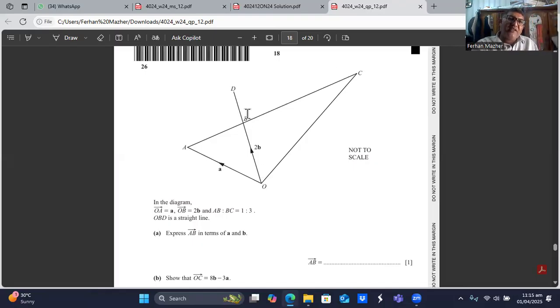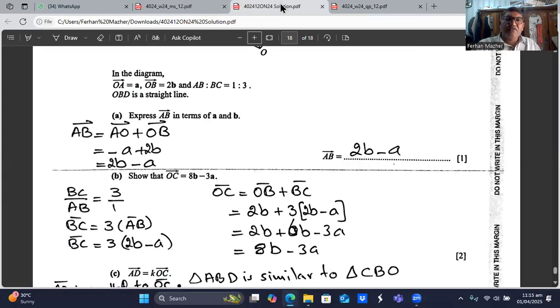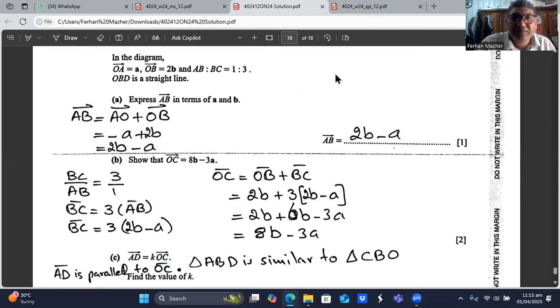So in both cases, whatever path you take, for example, I'm going to take from O to B, from B to C. So O to B is given, that is 2B, and from B to C, it is 3 times the AB, because this is 1 part, this is 3 parts. We already know the value of the AB. So I'm going with this path, okay?